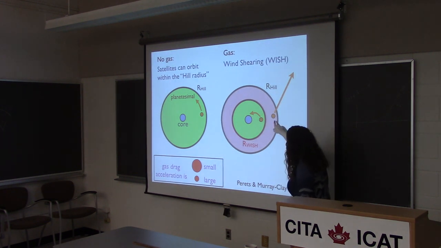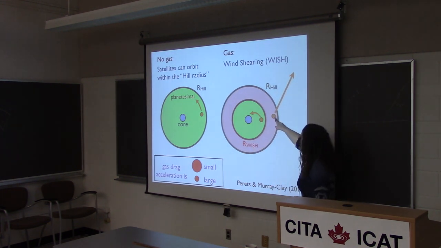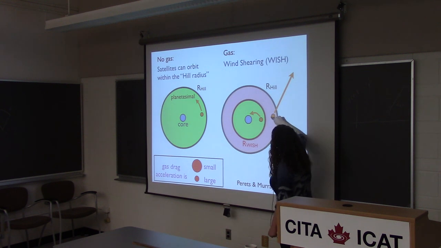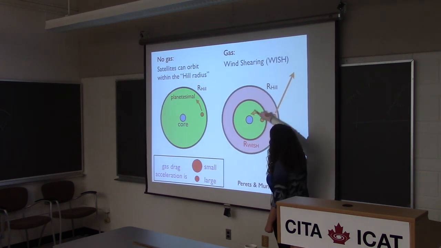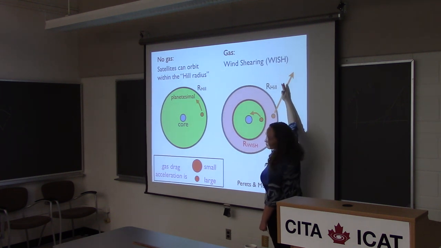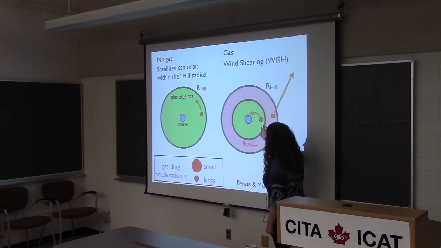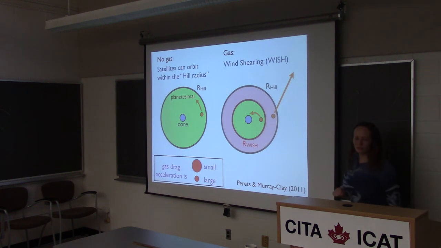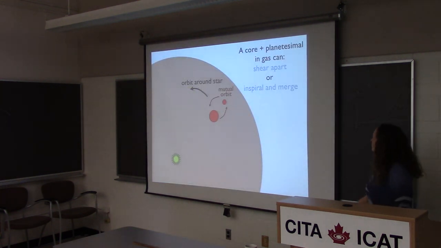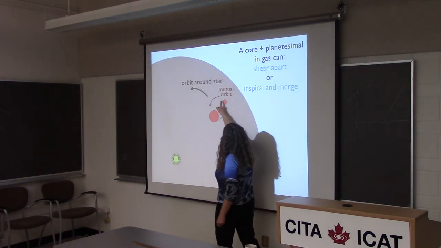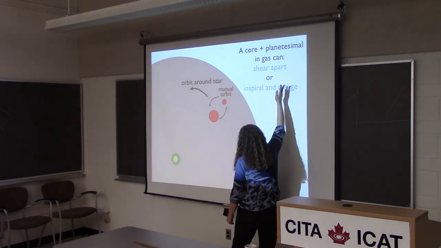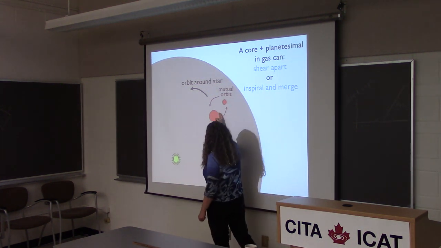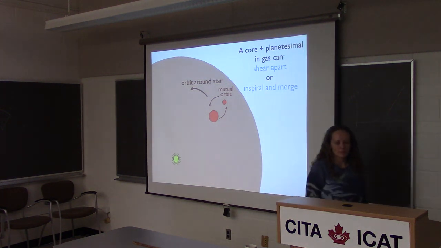So depending on the size of your satellite that's trying to orbit your core, if its acceleration by gas drag is much larger than the acceleration at the core, it can just be pulled away because of gas drag. So this gives you a different stability radius, which we call the whoosh radius. Inside of there, you can still orbit your core. So if you imagine a core and a planetesimal trying to orbit each other in gas, they could either be sheared apart, as we said, or, if they're not, they could inspiral and merge.